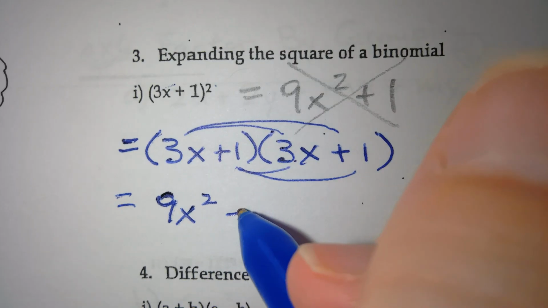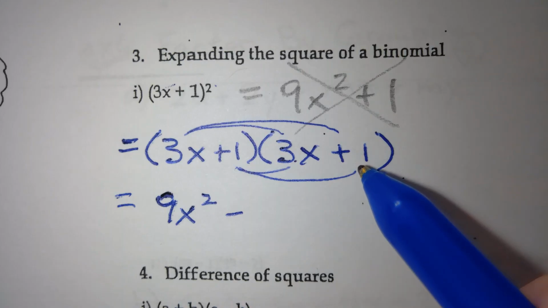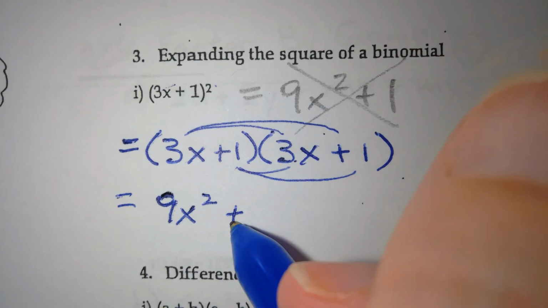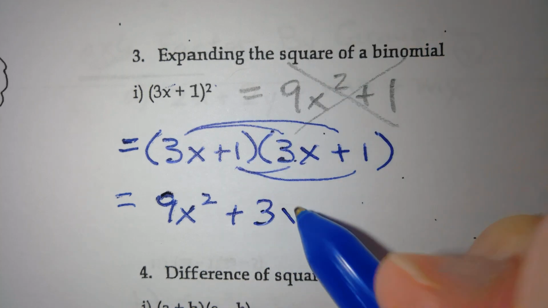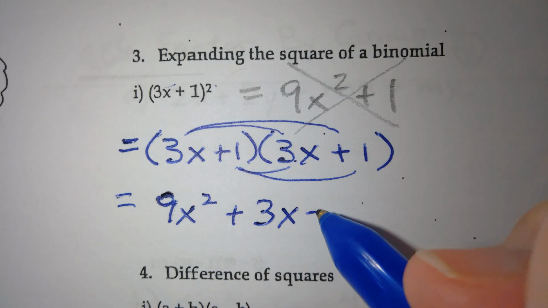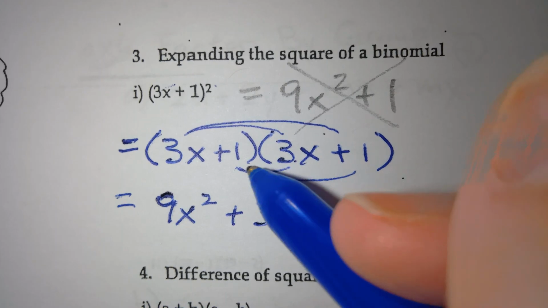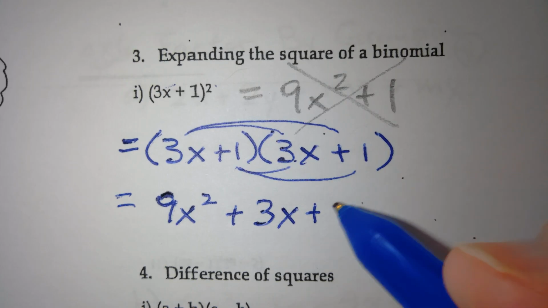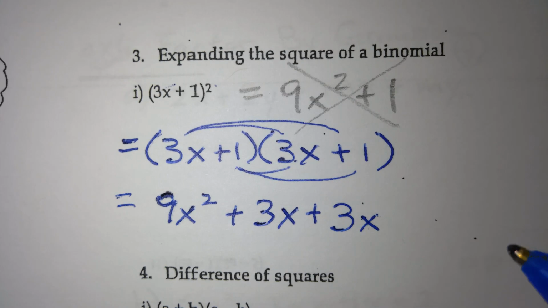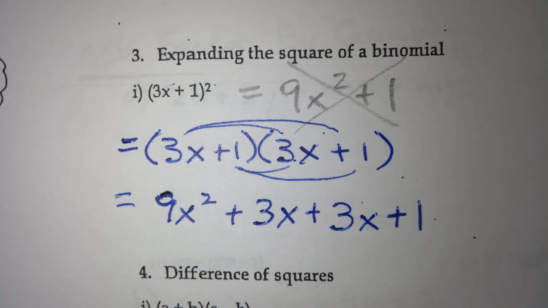3x times 1. Wait, let me write that down. 3x times 1. So plus 3x. Yeah. 1 times 3x. Wait, what did you say? 1 times 3x. 3x, right? 3x. And then 1 times 1. 1. All right.